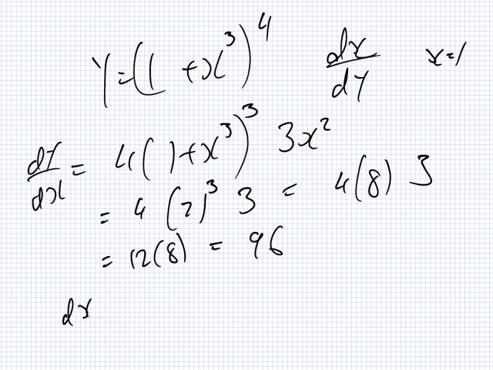So that means dx dy, not dy dx, is 1 over 96 then.